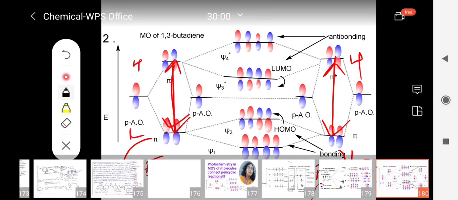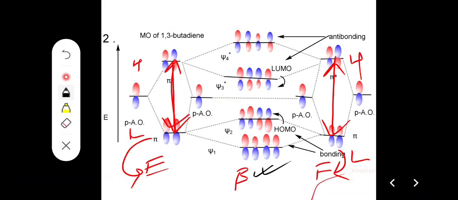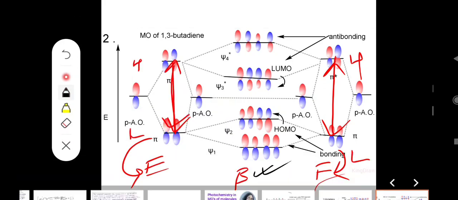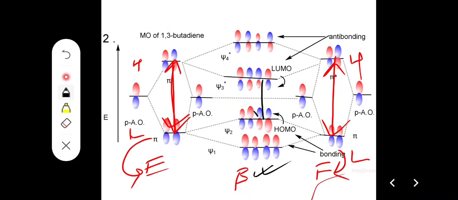Now we consider butadiene. There, this is HOMO, this is LUMO. So by this picture you are sure about this: butadiene has a low HOMO-LUMO gap. Okay. And not only by this picture, actually this is what happens in reality. The HOMO-LUMO gap decreases when conjugation increases.